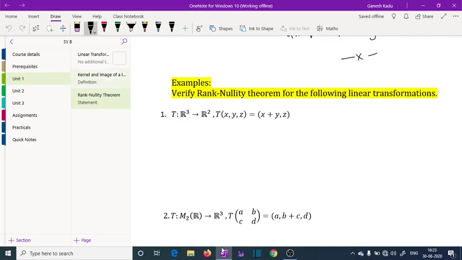Today we are going to solve some examples on rank nullity theorem. In the following examples, we have to verify the rank nullity theorem. What do you mean by verifying the rank nullity theorem?